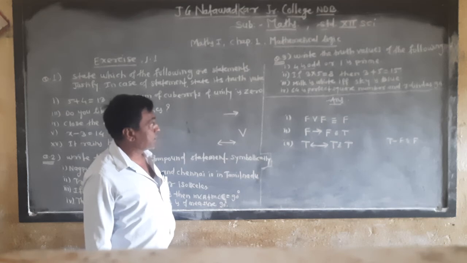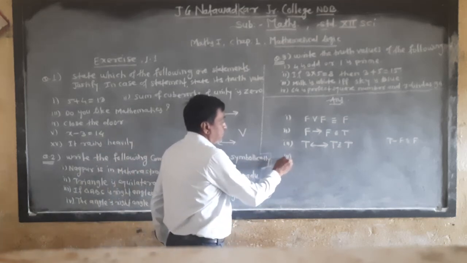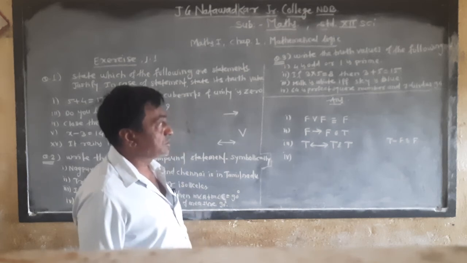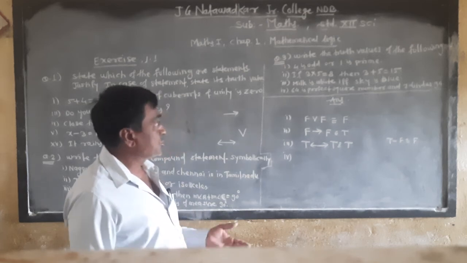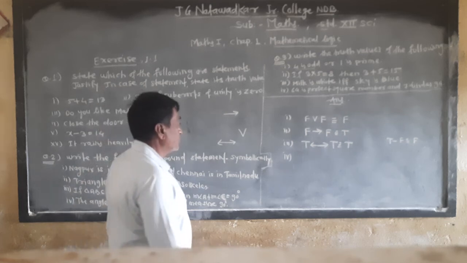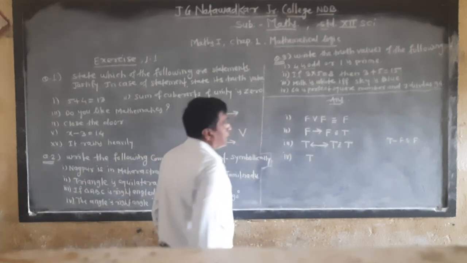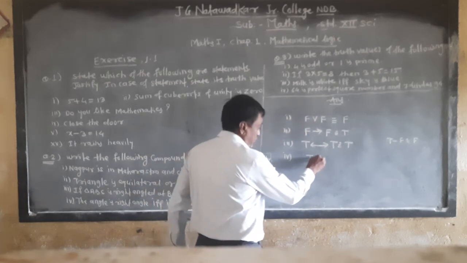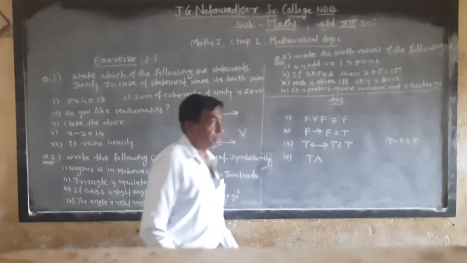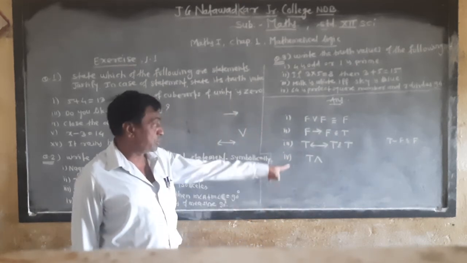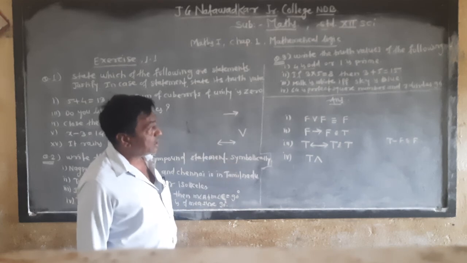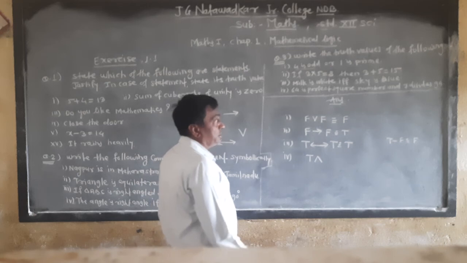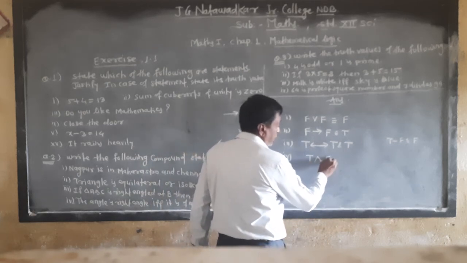Now the last question, the fourth one, is: 64 is a perfect square number and 7 divides 94. 64 is a perfect square number, it is correct, so its truth value is T. It is connected with the connective "and", which is the conjunction, denoted by this symbol. The second statement is 7 divides 94. It is impossible, so it is a false statement, and its truth value is false.